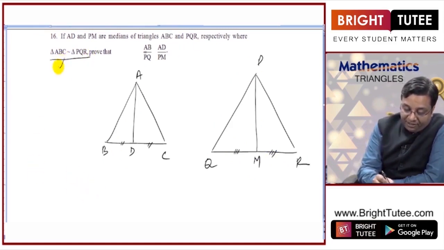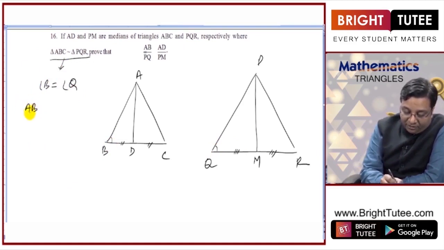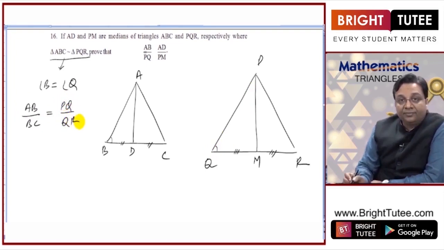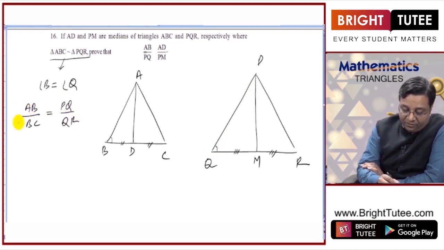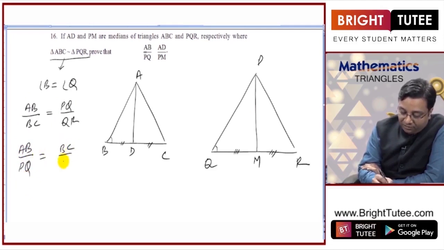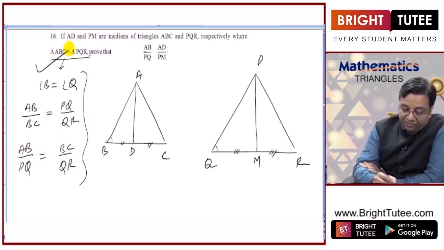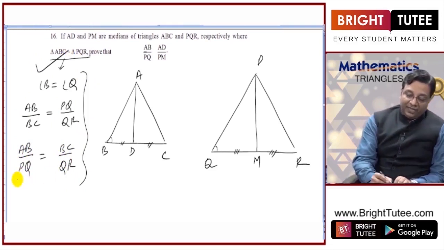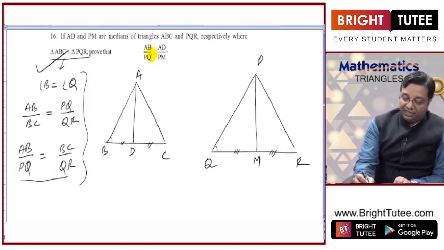Okay, so if ABC is similar to PQR, what can I say about this angle and this angle? Angle B will be equal to angle Q. What can I say about these sides? AB by BC will be equal to PQ by QR. Yes, the ratio of corresponding sides. If you want to write it like this, you can write it like this also. AB by PQ is equal to BC by QR. This much is given because of this similarity, right? Why have I taken only this much information? Because I need to show that AB by PQ is equal to AD by PM.